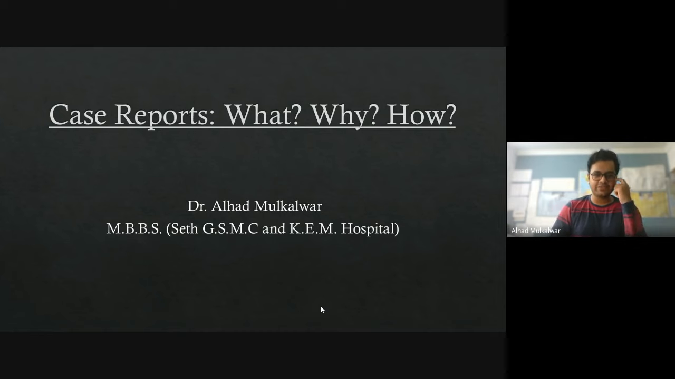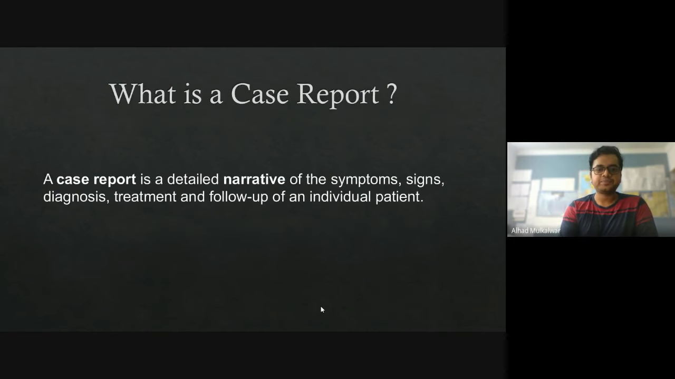So this is a very small informal talk regarding how to approach case reports during your undergraduate days, that is during your MBBS. So let's get started. As you can see on the screen, this is the basic definition of what exactly a case report is. It's a detailed narrative of the symptoms, signs, diagnosis, treatment, and the follow-up of an individual patient.